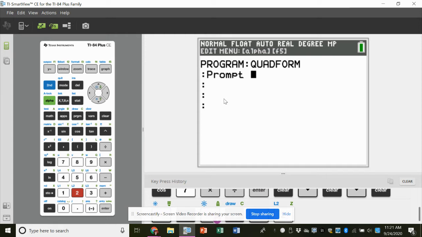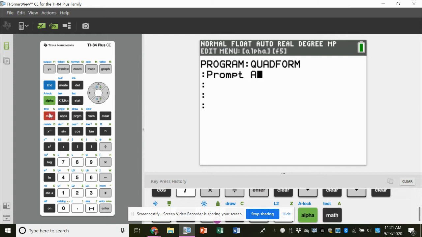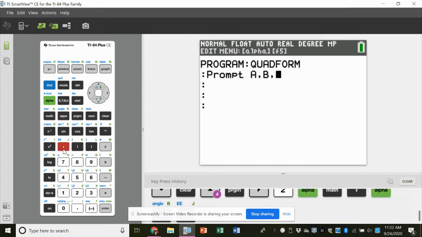And since we're talking about the quadratic formula, we want the calculator to prompt us for the variables A, B, and C. So to get A, we're going to do alpha A, and then we have to do comma, which is above the 7, alpha B, comma, alpha C. That way we can tell the calculator what the A value, the B value, and the C value are from the standard form of the quadratic formula. So then we're going to go down to our next line.